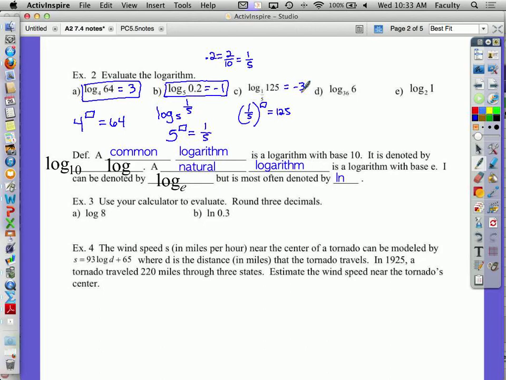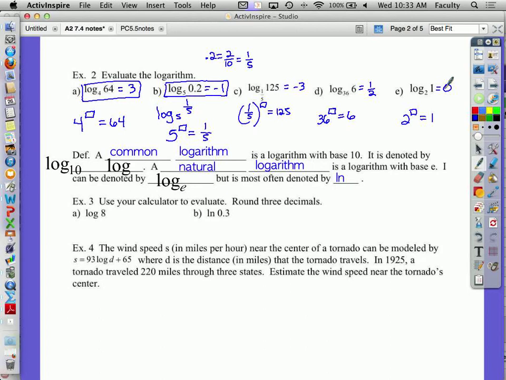The log of 6 base 36 means 36 to what power would produce a 6? 1/2, because you want a square root. Remember your exponent properties. A 1/2 power means square root. All right, now letter E. 2 to what power would give you 1? 0. All right, good job on those. Are you starting to get the hang of it? Logarithms are actually very simple once you get the hang of them.